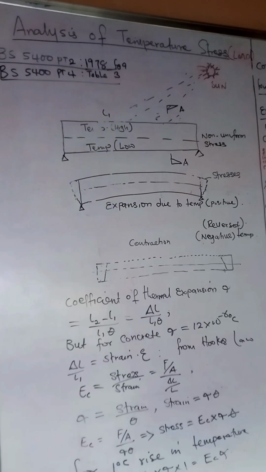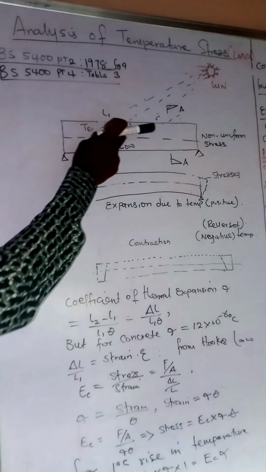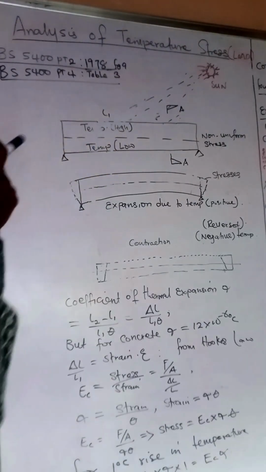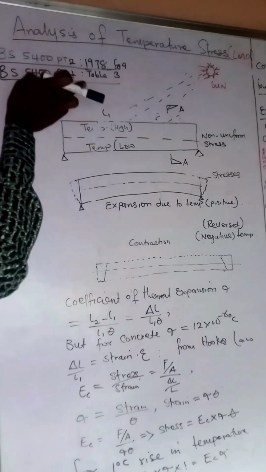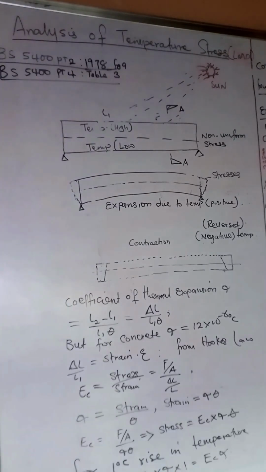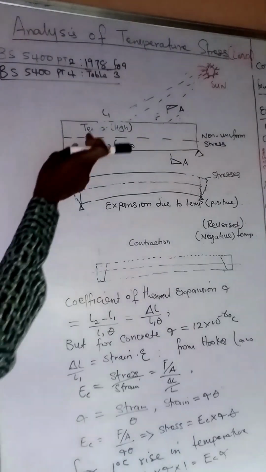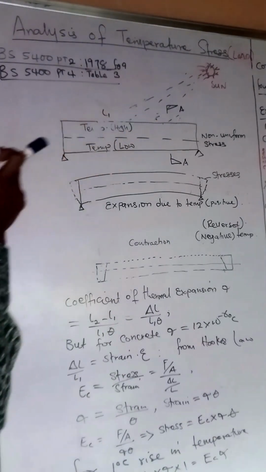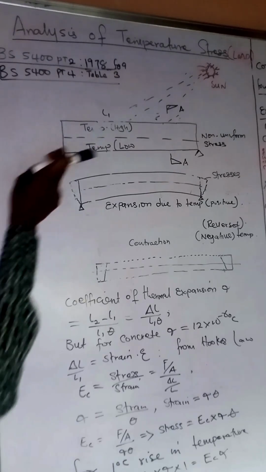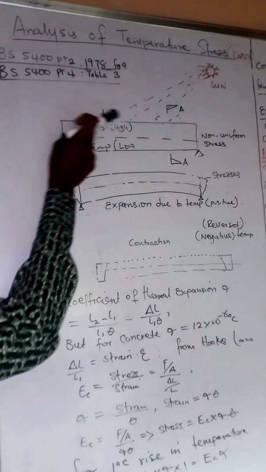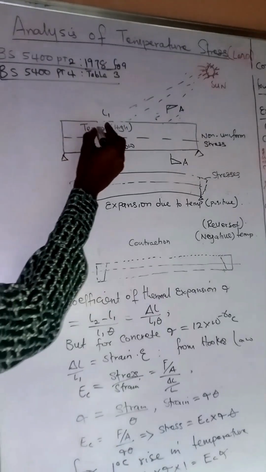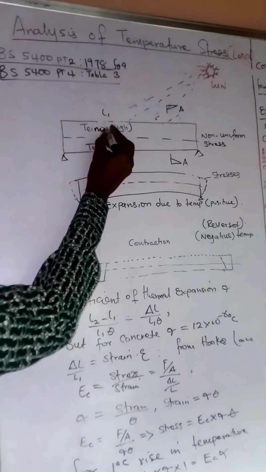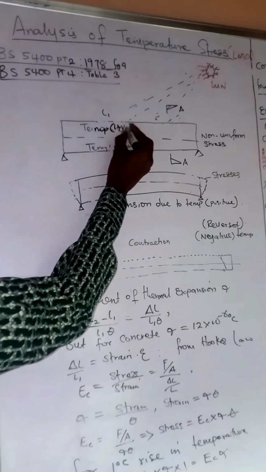We know that on a very hot day, we have the sun transmitting radiant energy on a concrete surface like we have on the board. When the sun transmits radiant energy onto the surface of the structure, what happens is that at the immediate surface in contact with the heat energy from the sun, the temperature of the structure rises. At this point, we're having a high temperature at the surface of the structure.